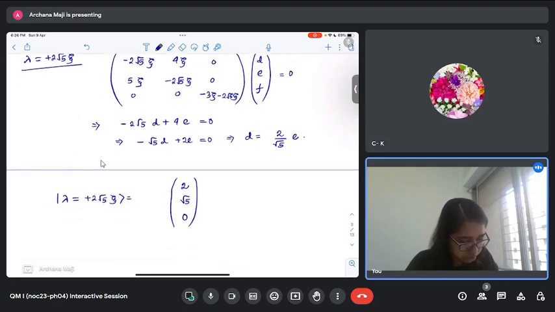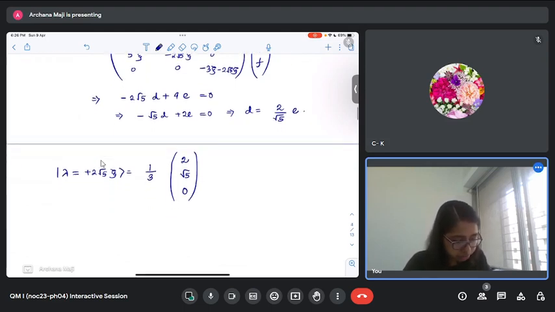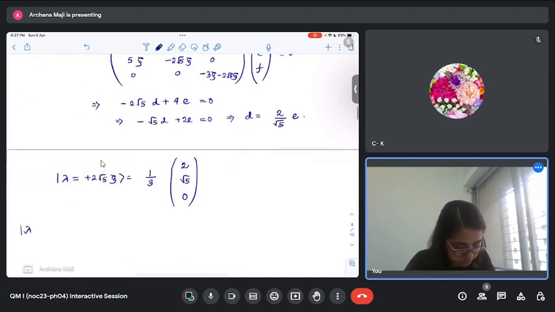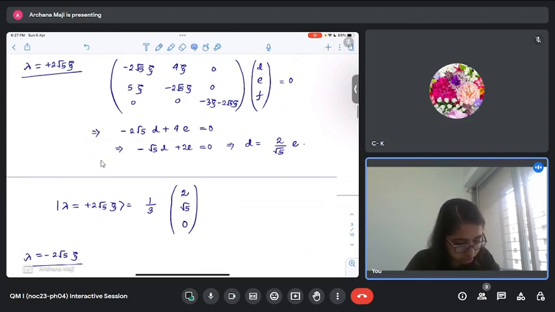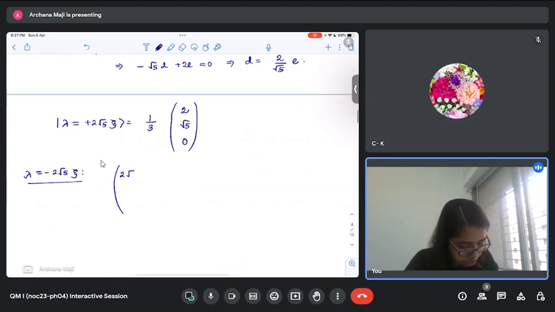Okay, and it also should be normalized, so 1/3 is the normalization constant: square root of 4 plus 5, that's 3, so 1/3. Likewise, we can calculate the eigenvector corresponding to minus 2 square root 5 xi, and that will give you the same thing, just that the sign will be reversed for the second element.